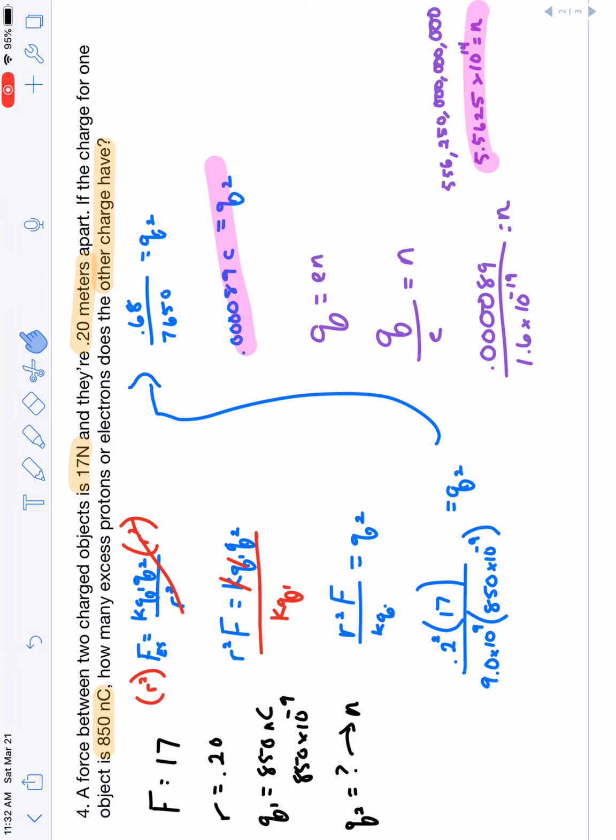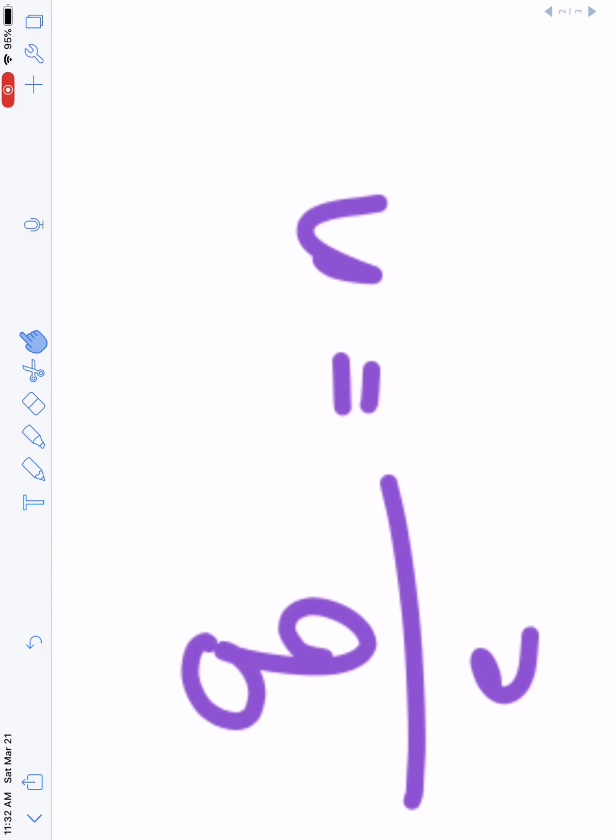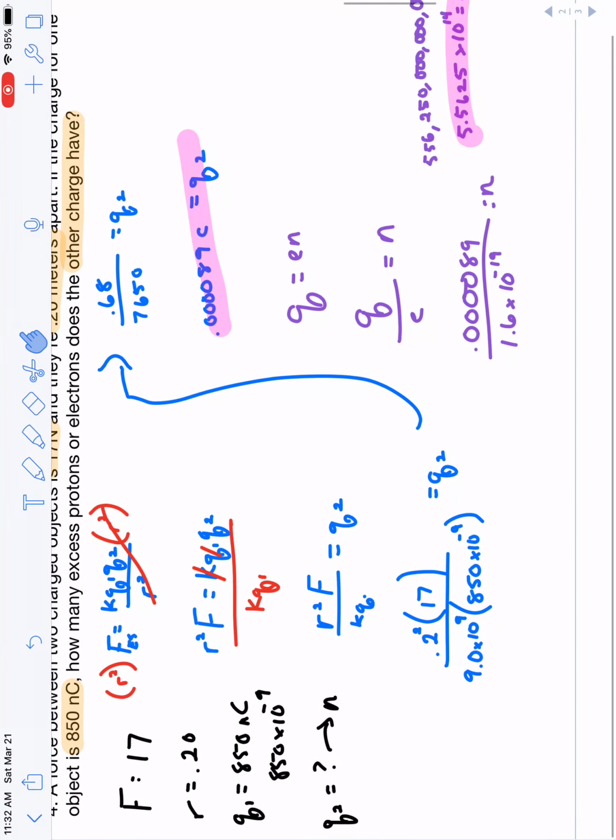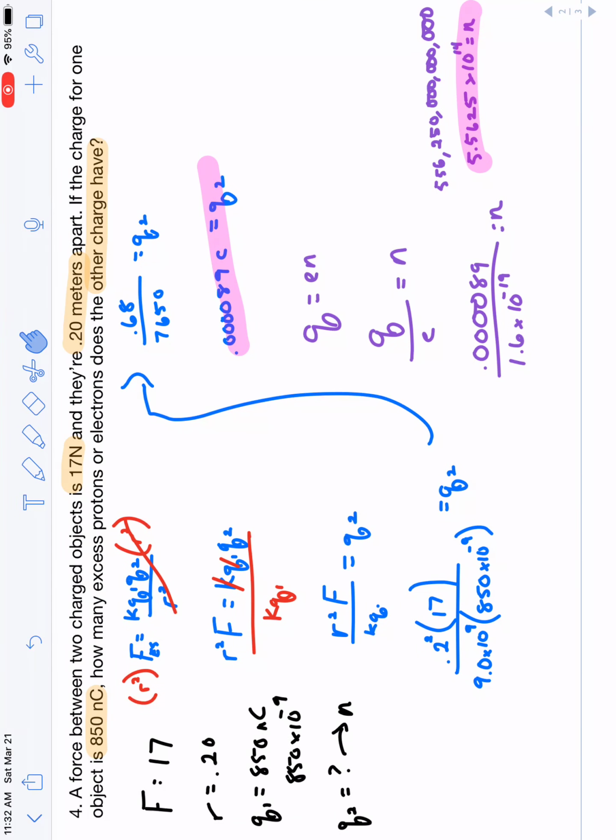So, review quickly on number 4. We have our information listed to the left. In the blue, it's simply rearranging the equation to find the charge. Once we know the charge, we can use the knowledge of the charge and the elementary charge to find the number of excess protons or electrons. Again, I do want to highlight that N is simply the number of excess protons or electrons on an object. It does not tell you the total amount, unless the object or particle is completely void of another charge.